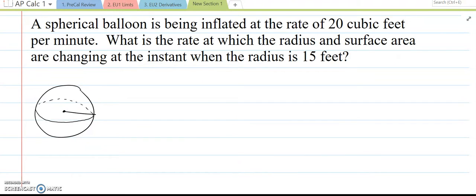All right, so a spherical balloon is being inflated at a rate of 20 cubic feet per minute. I'm asking you for the rate at which the radius is changing when the radius is 15 feet. Now, I know in the original question I asked you about surface area, but I'm not concerned about that for right now. Given our time constraints in this video, I don't have a chance to do that. I'm going to talk about the radius.